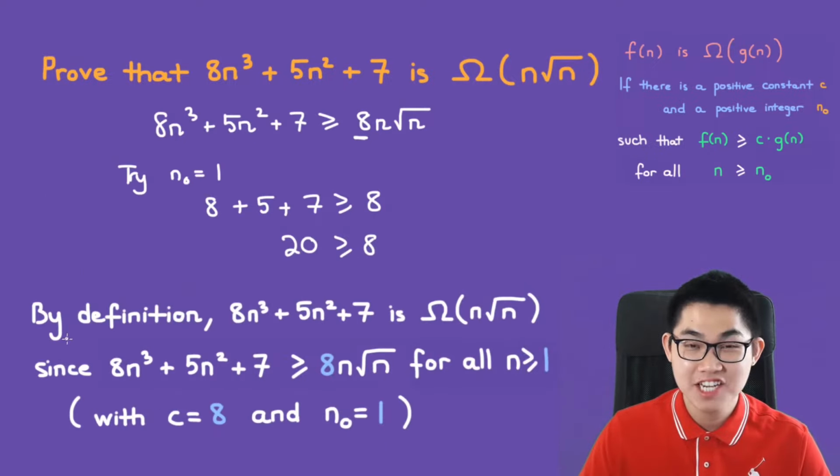So by definition, 8n to the power of 3 plus 5n squared plus 7 is big omega of n square root of n, since this is greater than or equal to 8 times n square root of n for all n greater than or equal to 1. So here we have our constant c and our integer n naught.